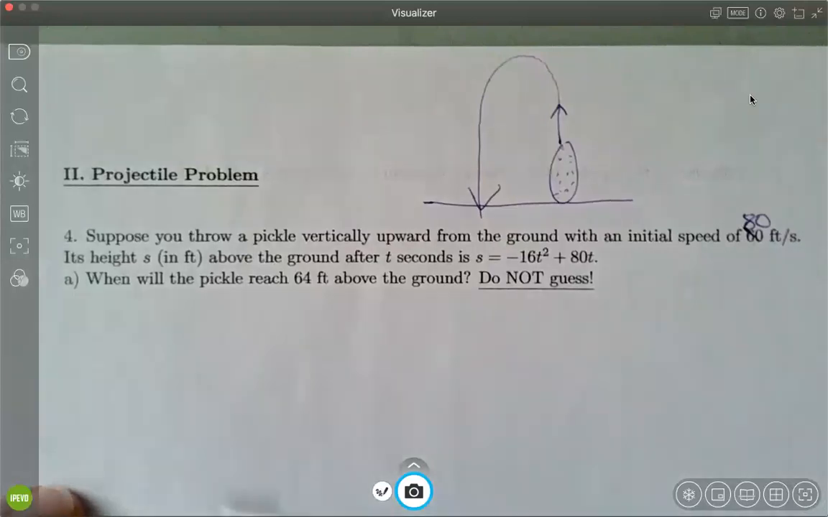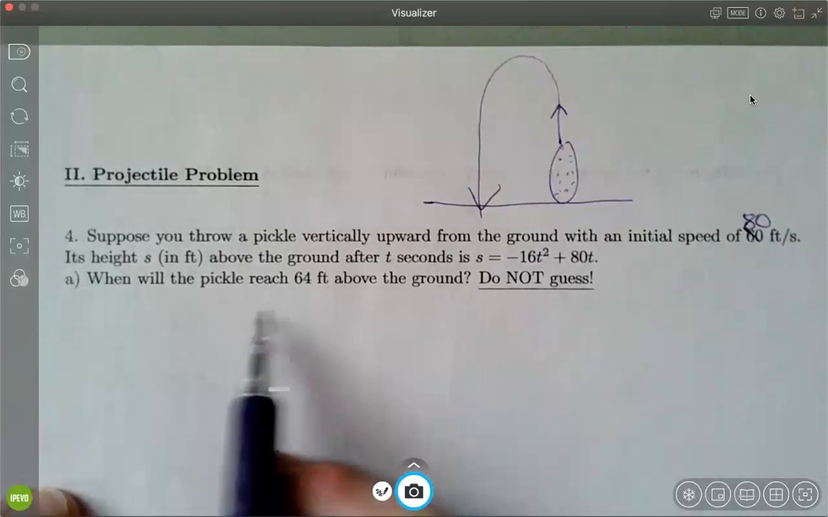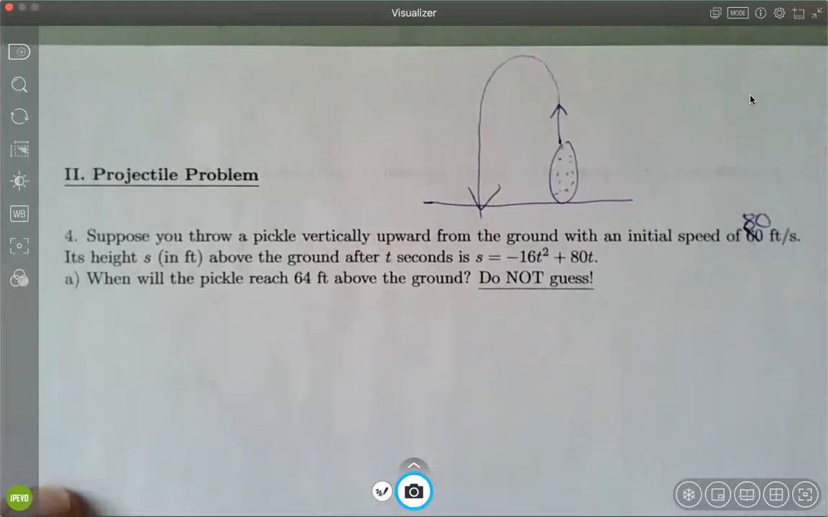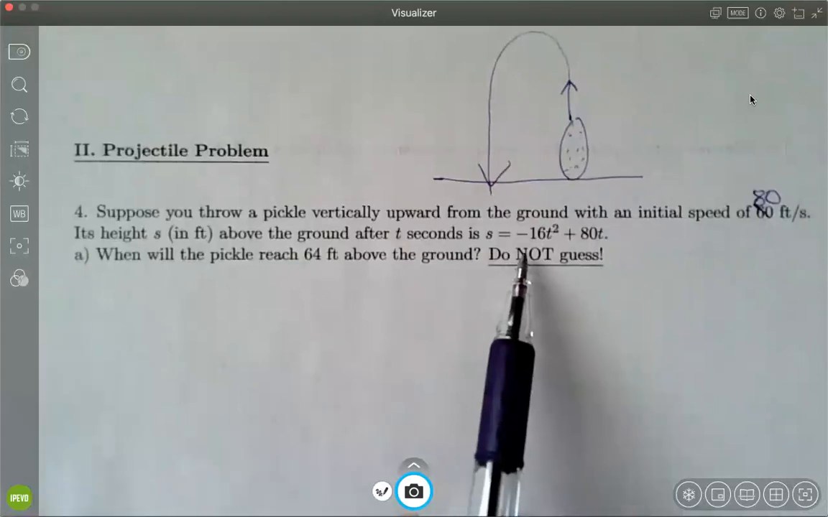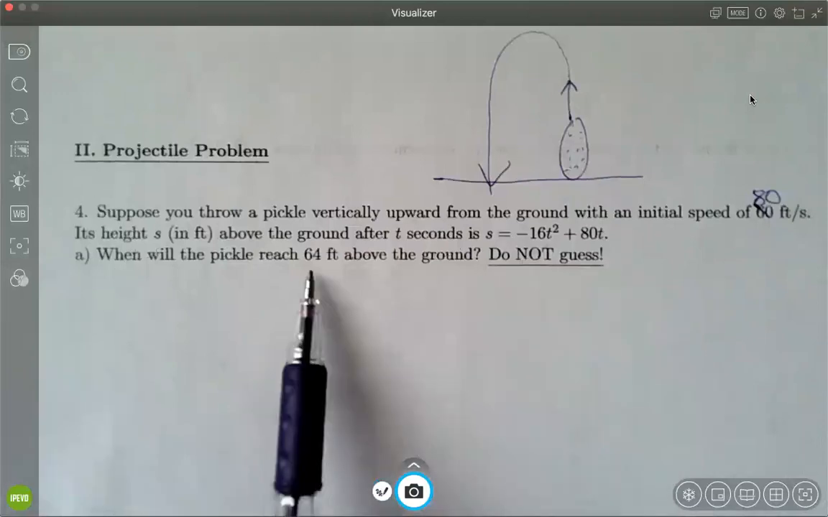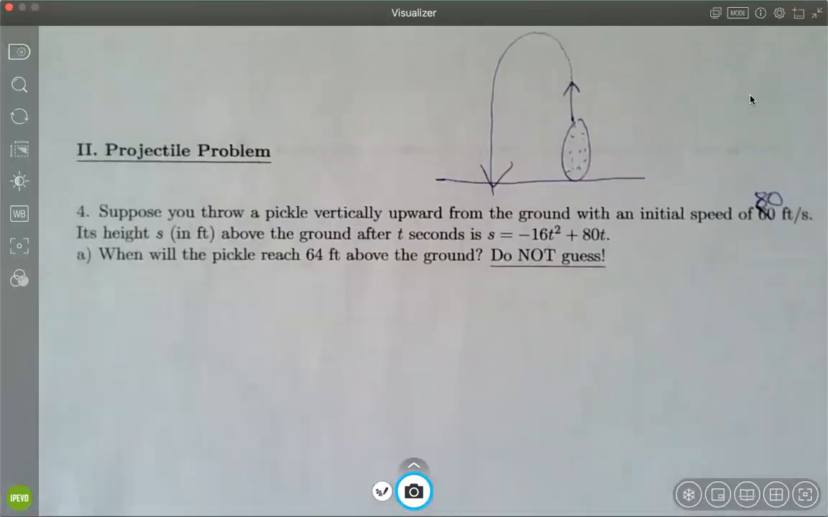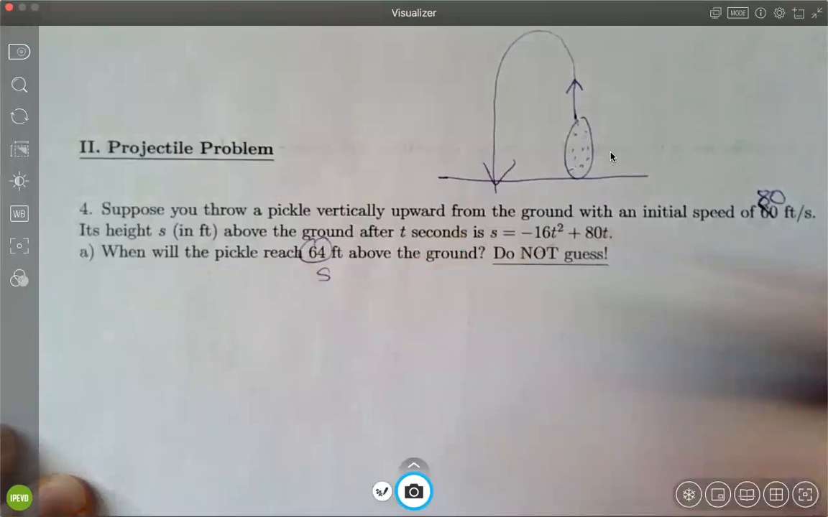And now, when will the pickle reach 64 feet above the ground? So here, in this problem, there are two unknowns, S and T. Now what does 64 represent, S or T? S, yes. Do you see why? 64 is the height, right? And T is the time, right? So that is the height, and when means T, right?